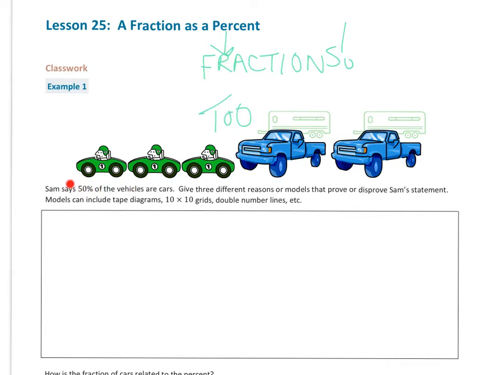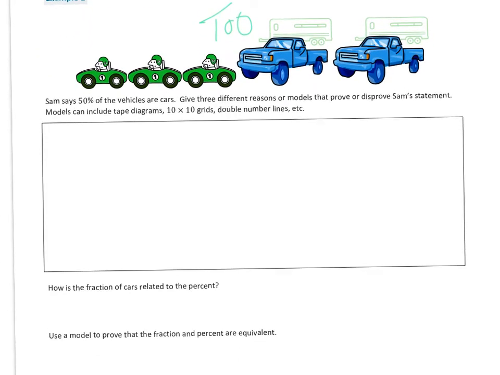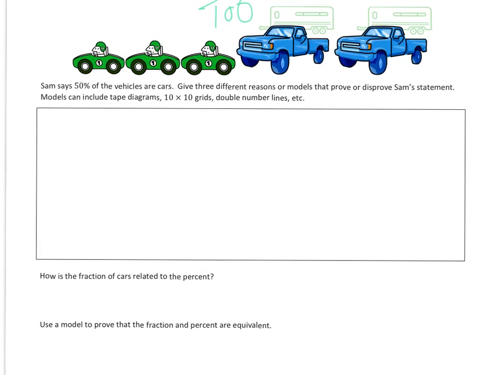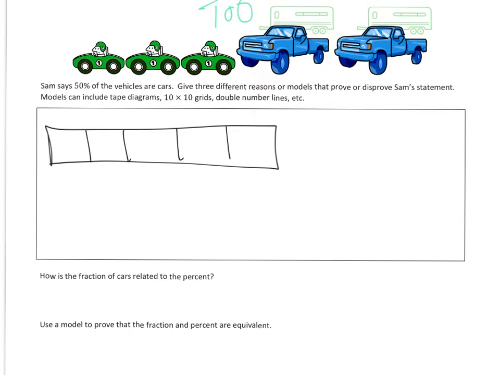Sam says 50% of the vehicles are cars. Give 3 different reasons or models that prove or disprove Sam's statements. So let's take a look. If we wanted to draw a tape diagram, we'll do it like this. So how many vehicles do we have total? How many objects here? We've got 1, 2, 3, 4, 5.